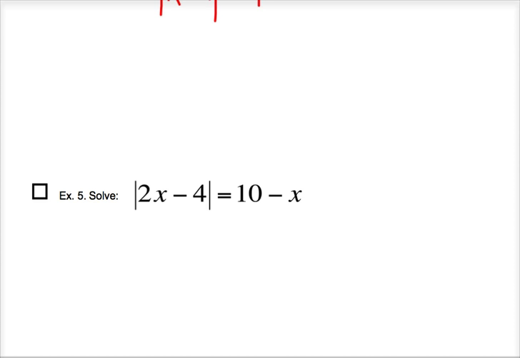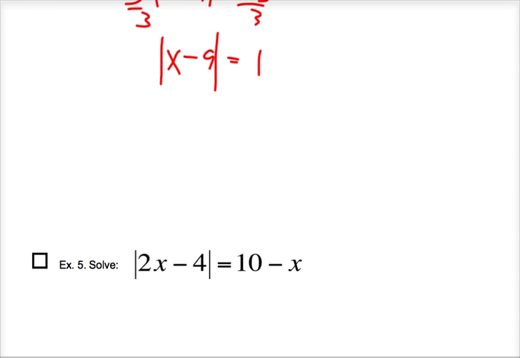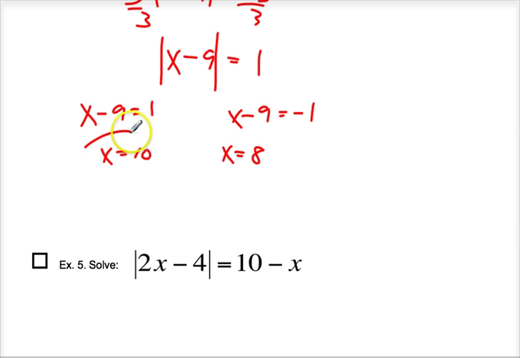Then I would set up 2 equations. The first one being x minus 9 equals 1. The second one being x minus 9 equals negative 1. Do not switch the signs on the inside. Don't change x minus 9 to x plus 9. Common mistake. This one, you get 10 when you add 9. This one, you get 8 when you add 9. Hopefully that makes sense.